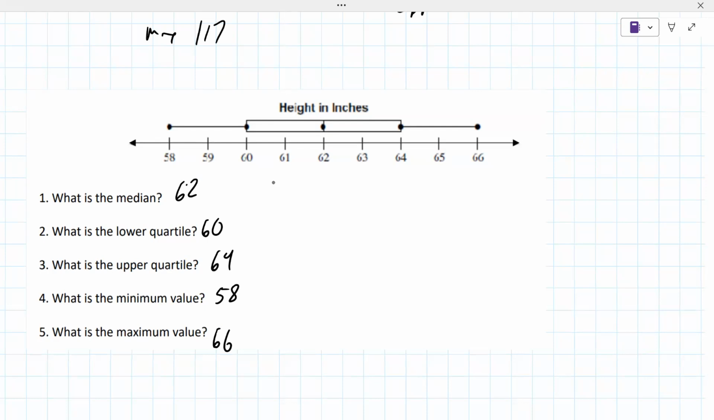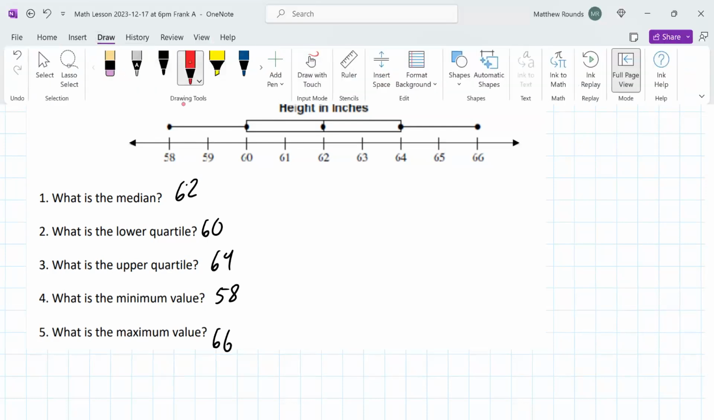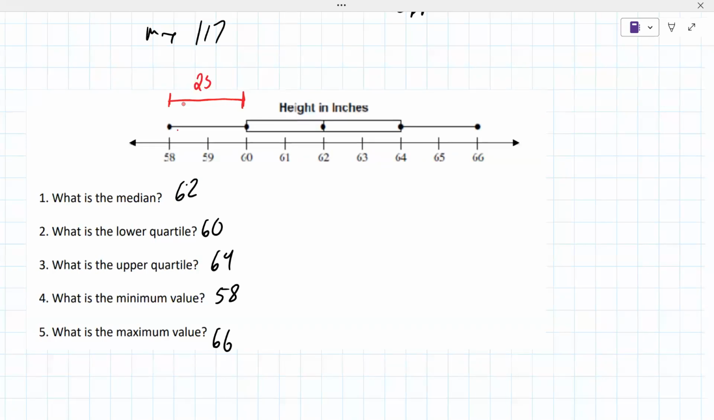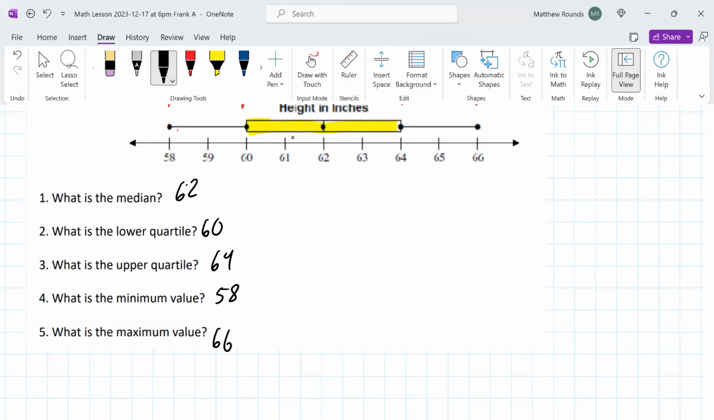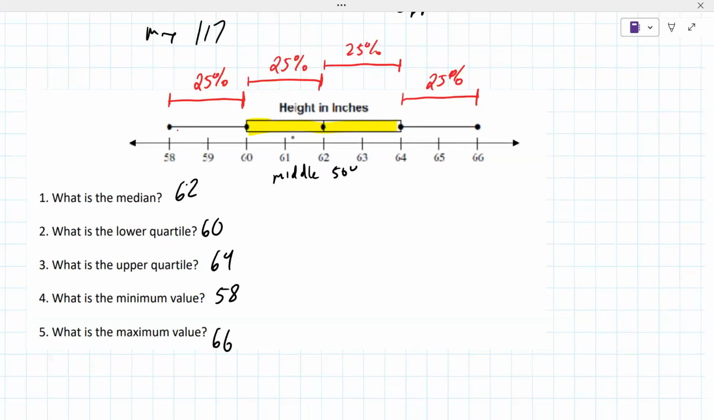Very good. Now, the next thing here is that 25% of the data is in each of these windows. So 25%, 25%, 25%, and then 25%. So sometimes this rectangle here is called the middle 50%. Have you heard that before? No. Okay, that's fine.